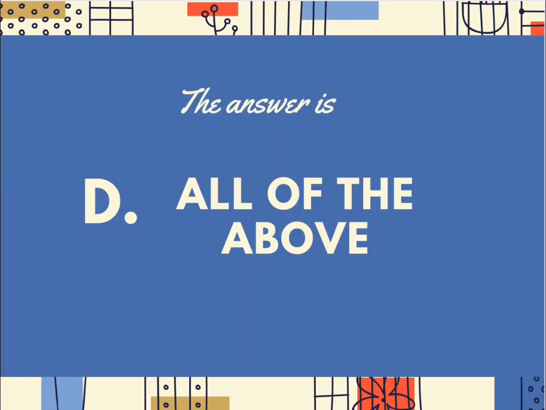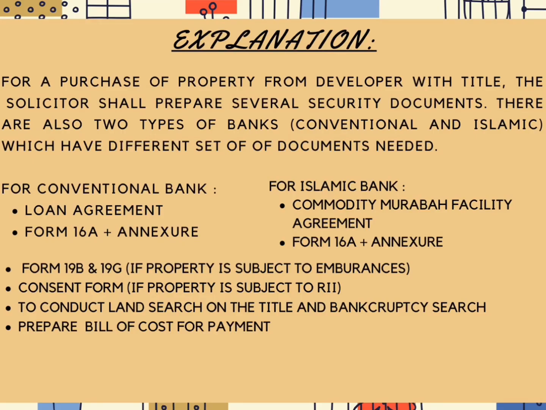The answer is all of the above. For a purchase of property from a developer with title, the solicitor shall prepare several security documents. There are also two types of banks which are mentioned, conventional and Islamic. These two banks have different sets of documents, which for a conventional bank we need a loan agreement and Form 19A plus annexure, while for an Islamic bank we need a commodity murabaha facility agreement and Form 16A plus annexure.